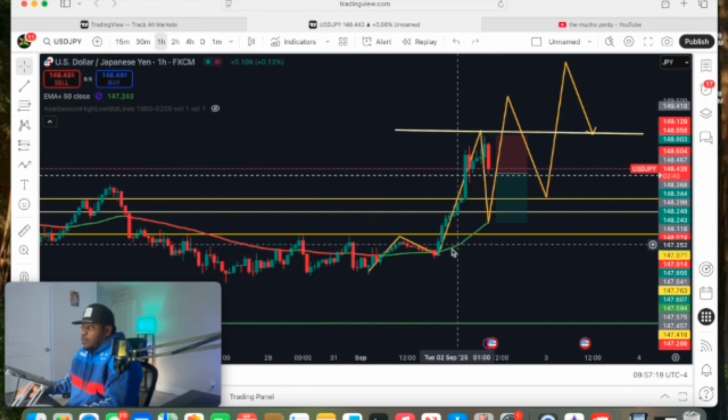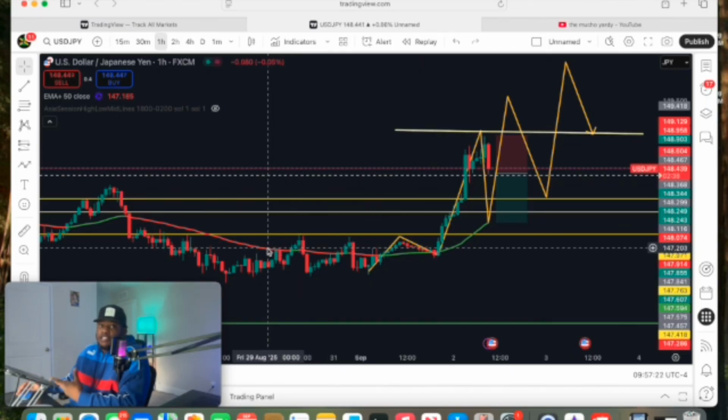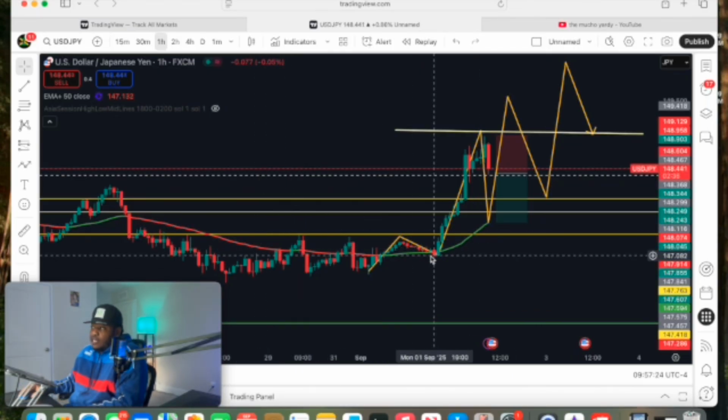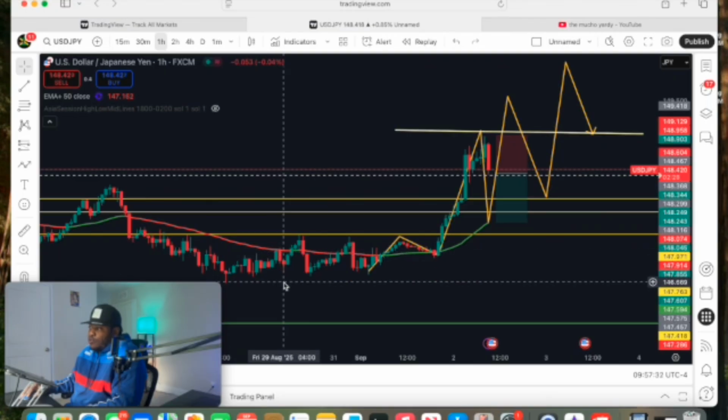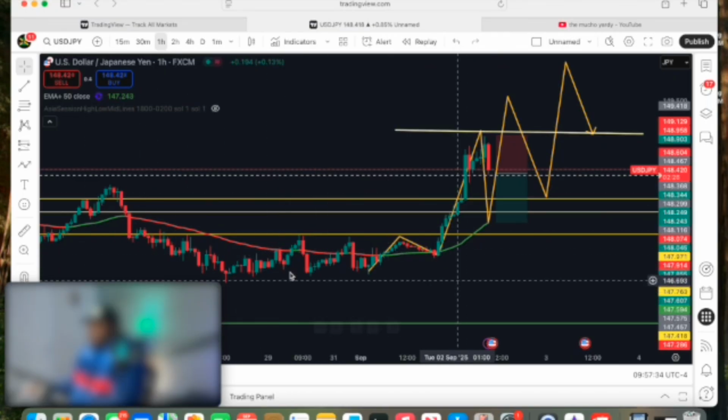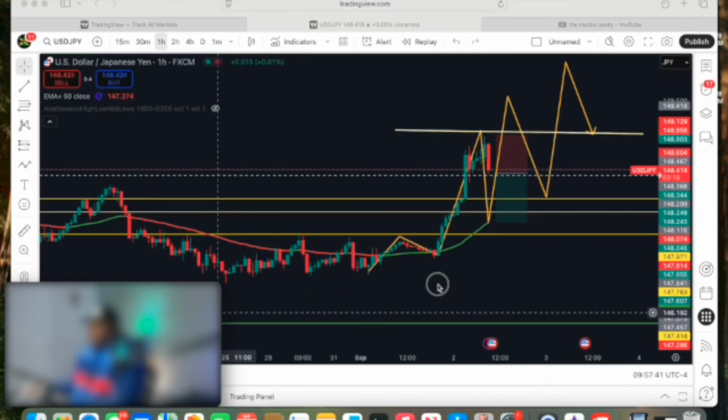So the moving average also acts as a support and resistance as well. As you can see right here, it's sitting right on the moving average. It bounced down from the moving average. This is more like consolidation. What's going on with my camera? I'm not sure.